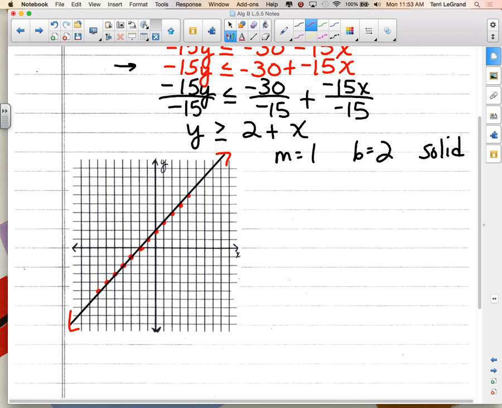Okay, so we want to pick a point from that region? Yes. So we pick a point from that region. Everybody pick their own point. Pick your own point from that region above the line. Pick your own test point.